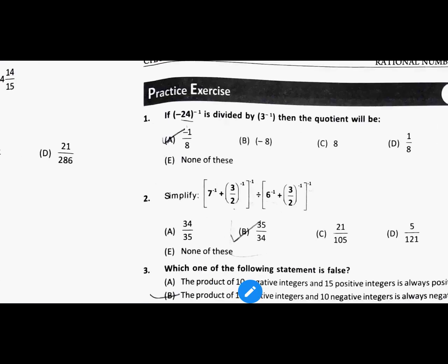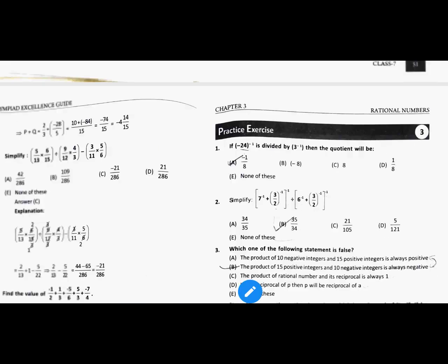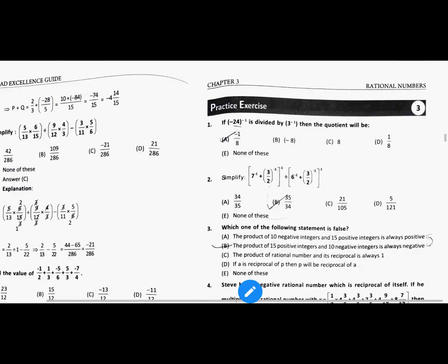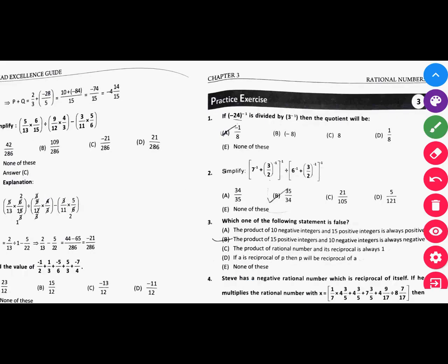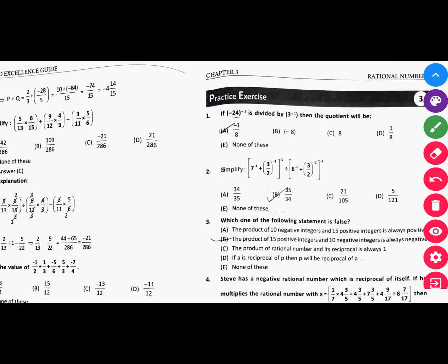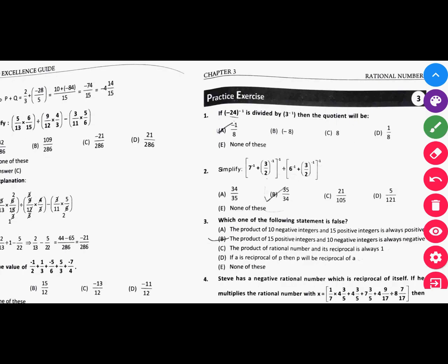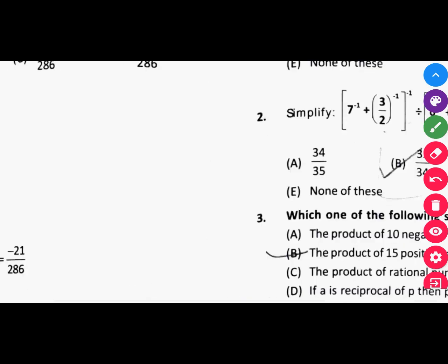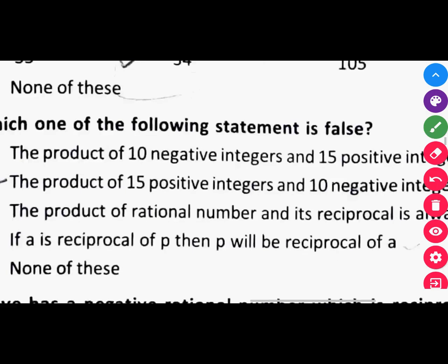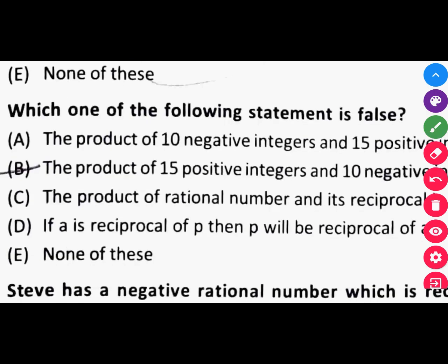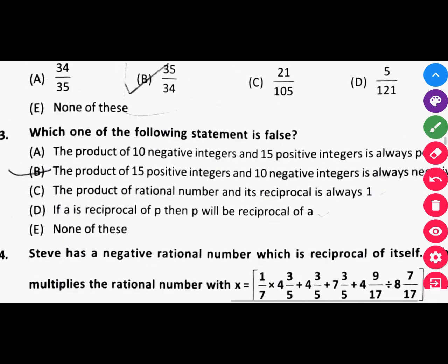Okay. Now you understood, because when we solve on the same page, our matter gets deleted, so we'll take longer to solve that problem. Okay. Now the next question is, which one of the following statements is false? Product of 10 negative integers and 15 positive integers is always positive.